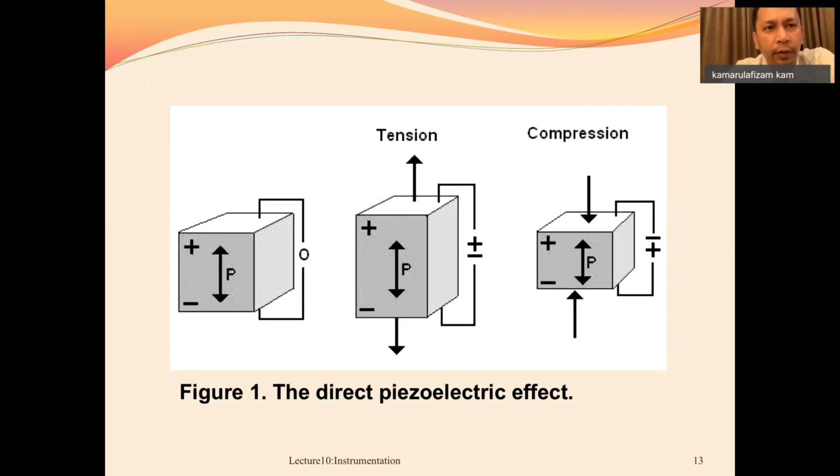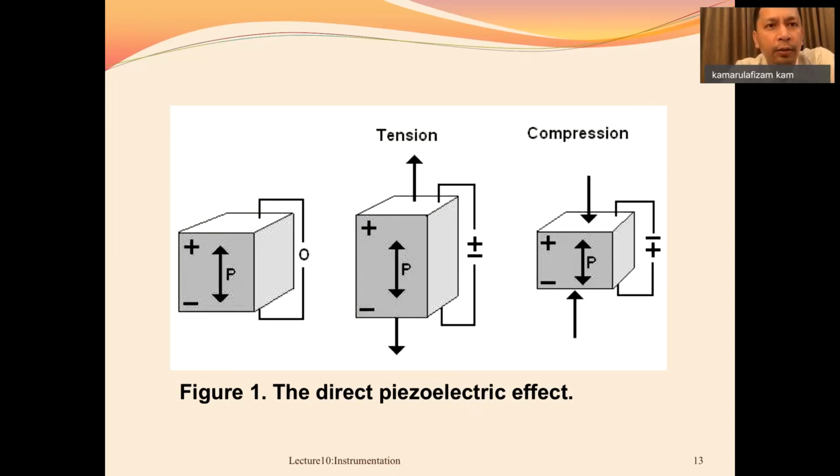So you can observe the voltage output is 0. Then if you look at the middle diagram, you pull the material, you are putting the piezo material under tension. You can see you have voltage coming out. Take note on the polarity, plus and minus. When you refer to the last figure, you are compressing the material. They will produce electricity. Take note on the polarity.